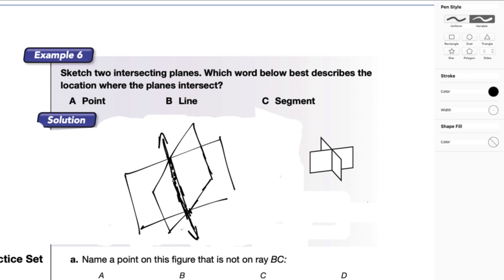a point. Not really. A segment, almost. It looks like a segment because we know the segment has endpoints. But remember, every time we talk about a plane, we say that it extends forever and ever in either direction. So the actual answer is a line, because if the planes keep going, then the intersection keeps going and then we're going to have a line. Make sense? Hopefully it does.